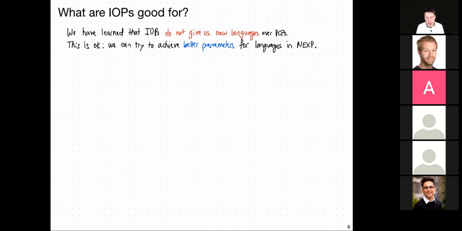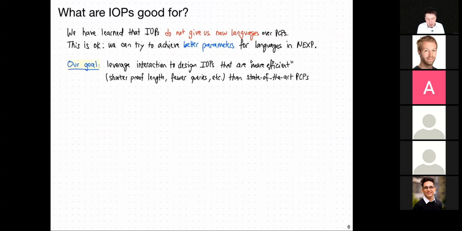Okay, so our hope then is that IOPs, the additional interaction, with our goal here, or the hope, is to leverage interaction to design IOPs that are more efficient, maybe shorter proof length, fewer queries, and so on, than state-of-the-art PCPs. Somehow we're going to give ourselves a bigger design space so that we can target the very same languages we were already interested in, just with this extra degree of freedom. We'll hopefully go farther, and potentially achieve regimes that we do not think are possible for PCPs, or we don't even know how to achieve, or maybe we think they're possible, we have no idea how to achieve them.